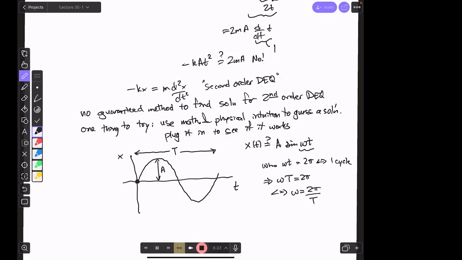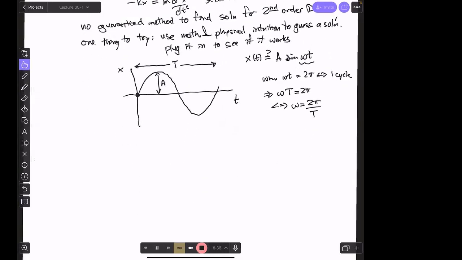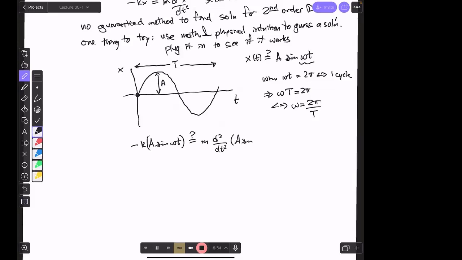So now let's check whether this guess works. So we're going to plug it in. That is, does minus k times x, which is our guess, A sine omega t, equal m times the second derivative with respect to time of x, which is A sine omega t? Again, the A is a constant, so let's pull that out. So this would be ma, and we'll also break up the derivative into two derivatives with respect to time of sine omega t.